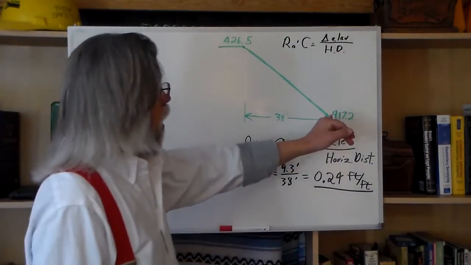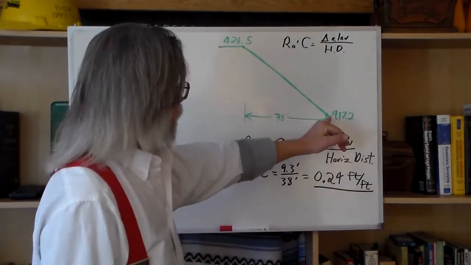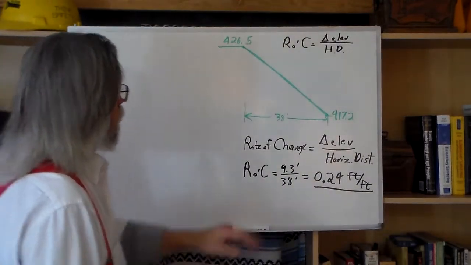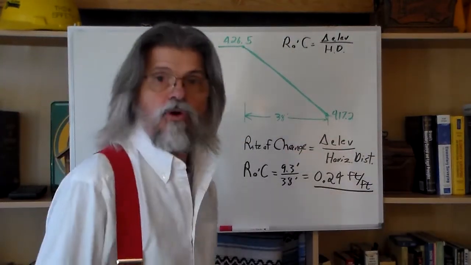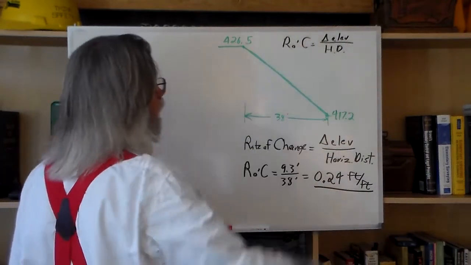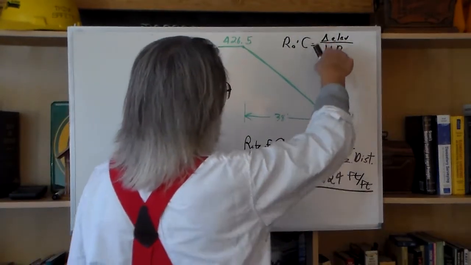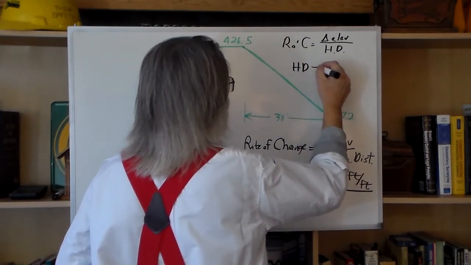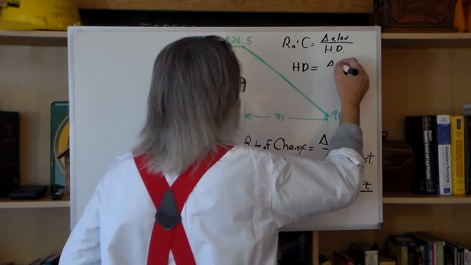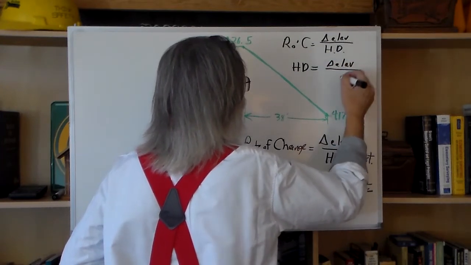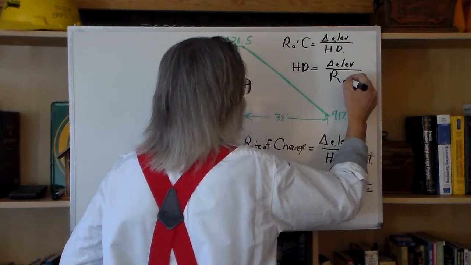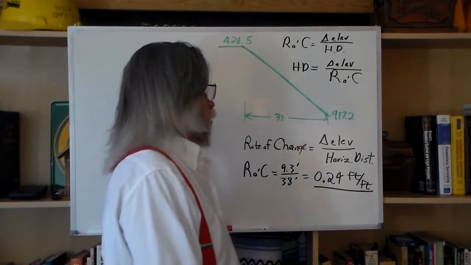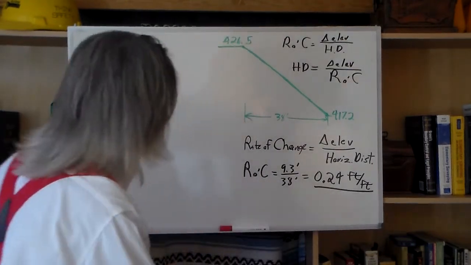Well, our goal here in interpolation is to determine where the 418 point is going to be along this line. So that's an HD. We're trying to solve for a horizontal distance. Well, we already got a formula. If ROC is delta elevation over HD, then HD has got to equal delta elevation over ROC, rate of change. Well, how does that work out mathematically?